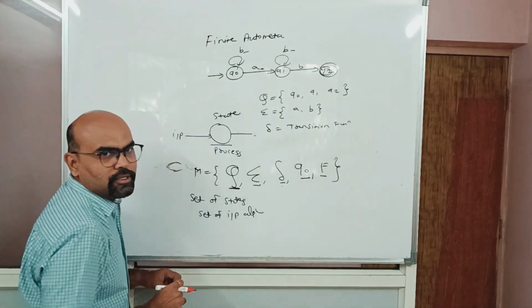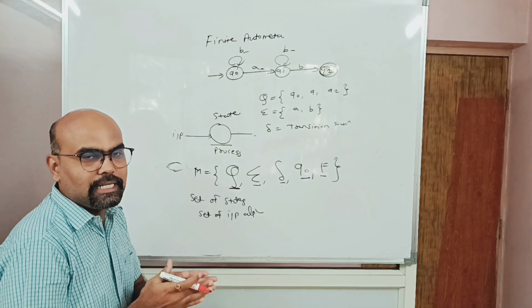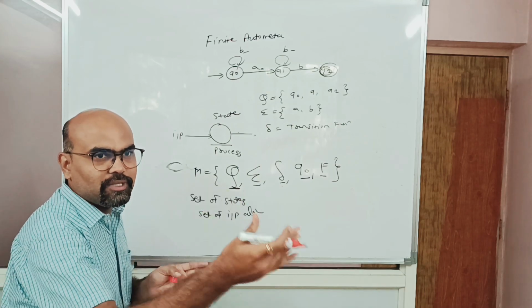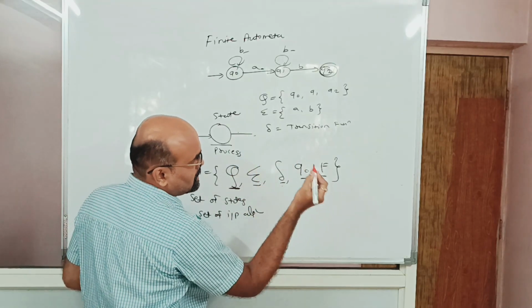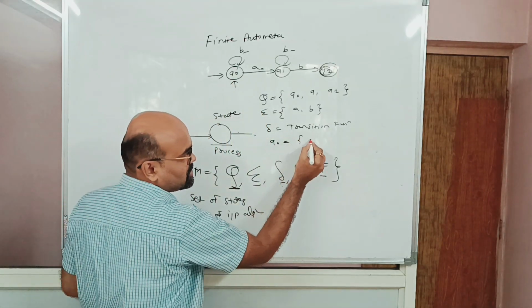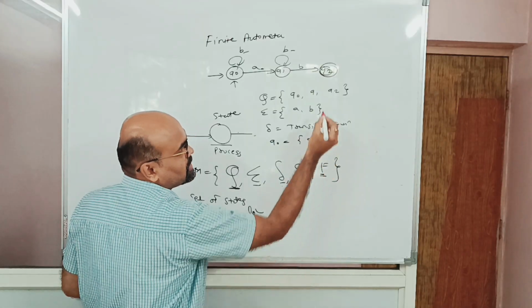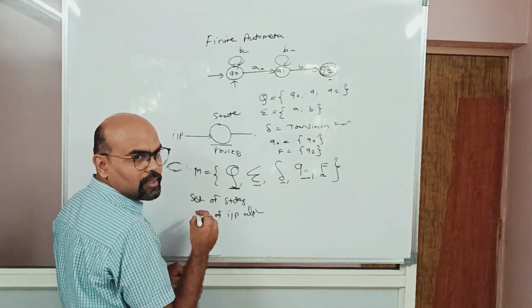Transition function is different for different types of FA. There are basically 3 types of FA, that is DFA, NFA and NFA with epsilon. We are going to see them in later videos. Then Q0 is the initial state. Here the initial state is Q0 and F is the final state. Final state is nothing but my Q2.